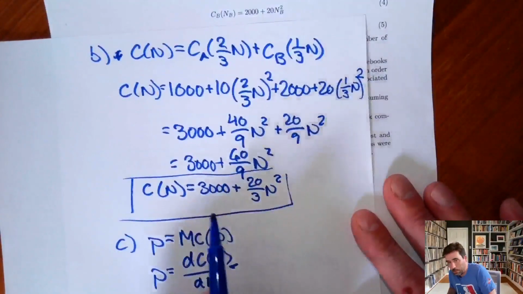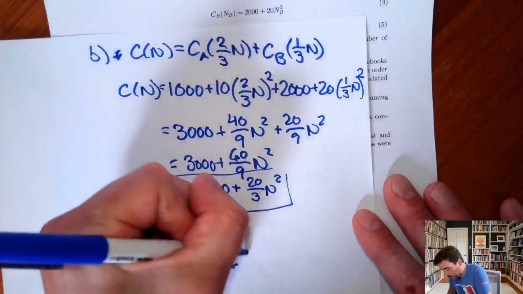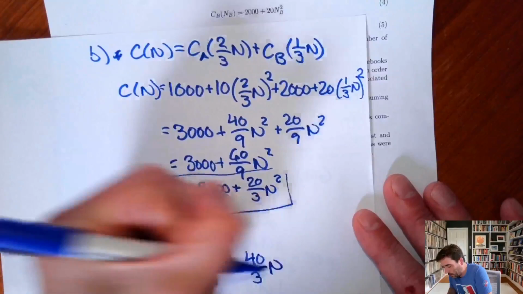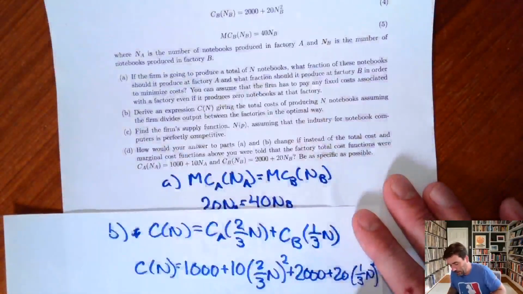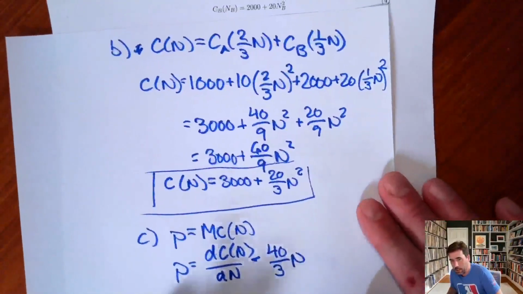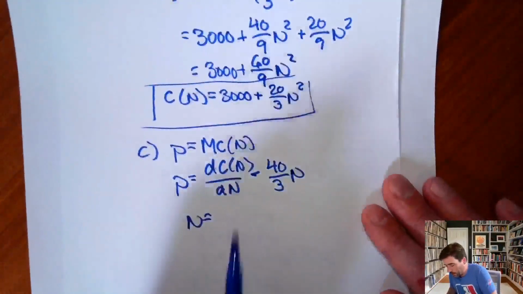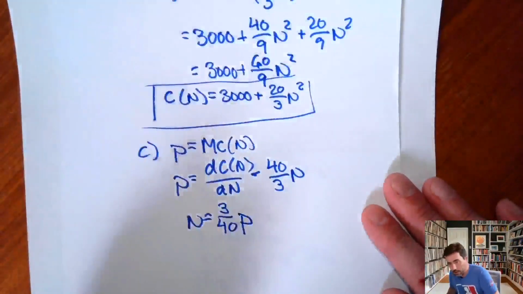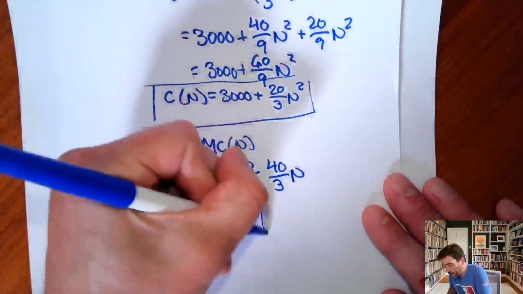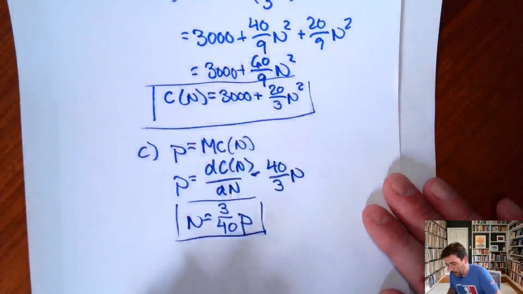Okay. So I look up at my cost function. First term doesn't have any N's in it, right? Second term, I'm going to bring down my exponent. It's going to give me 40 over 3. Lower my exponent. That's just going to give me N to the first. Okay. But the question wanted N as a function of P, not price as a function of N. So all I have to do now is just rearrange this thing, right, to get 3 over 40 on the other side, and that is times P. So that is my final supply function for the firm, right? N is a function of price.